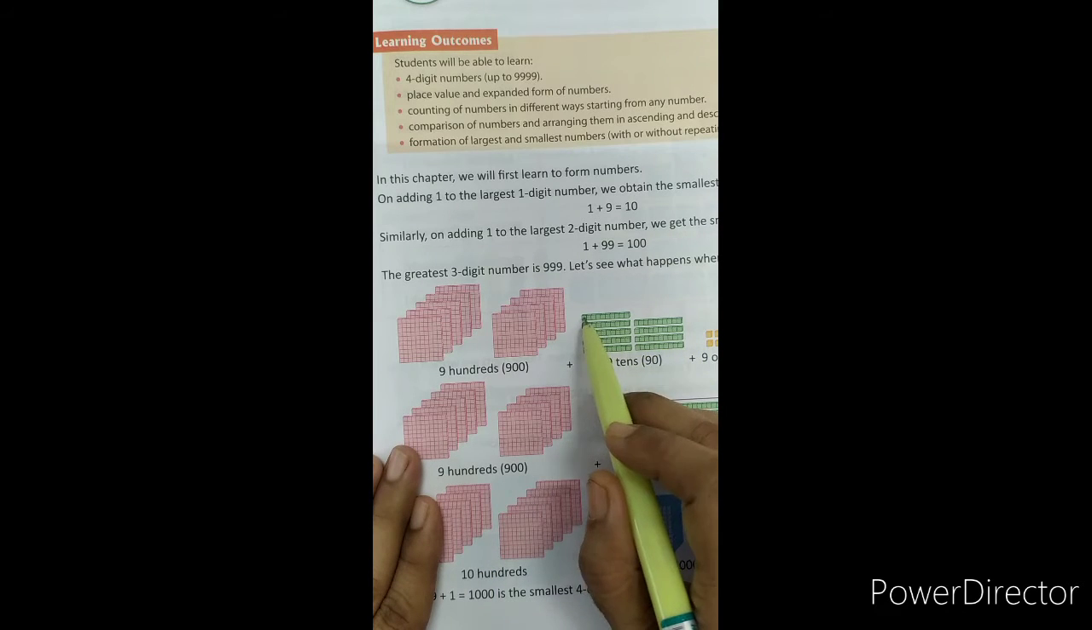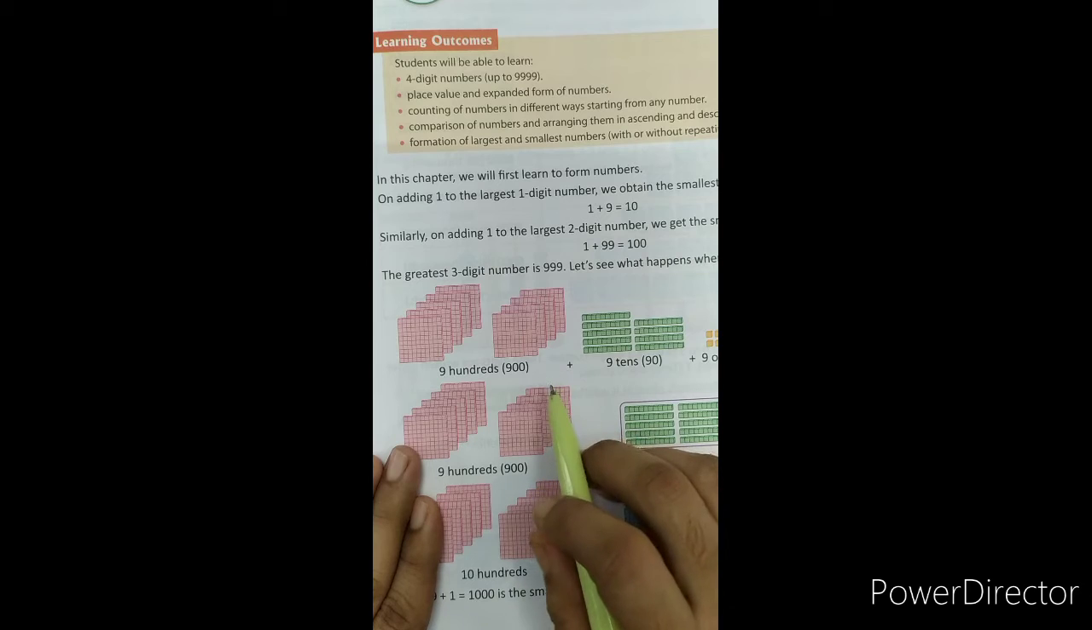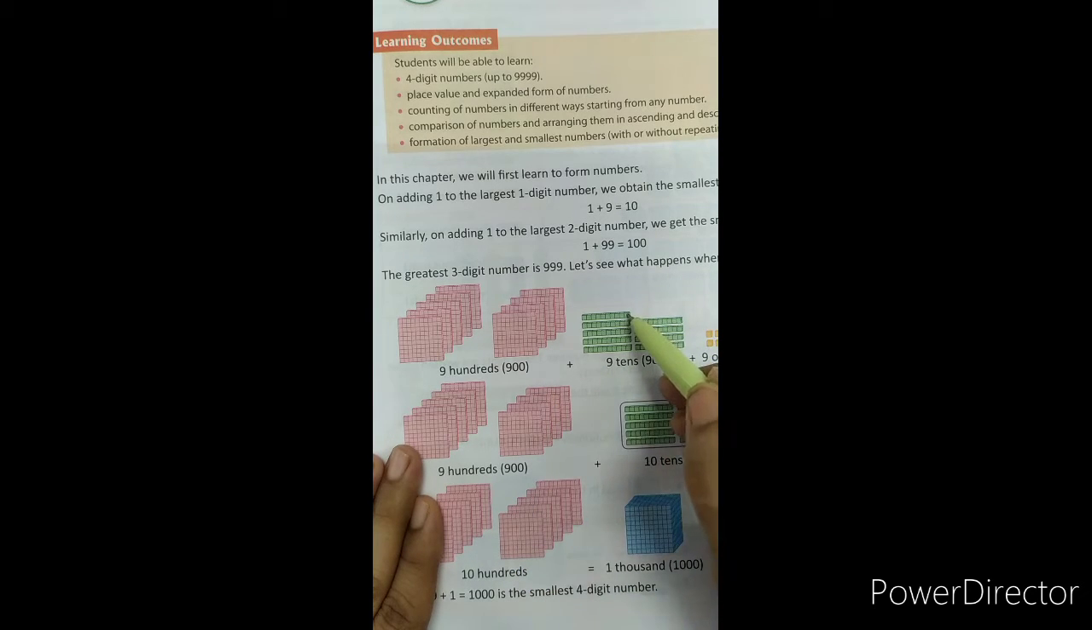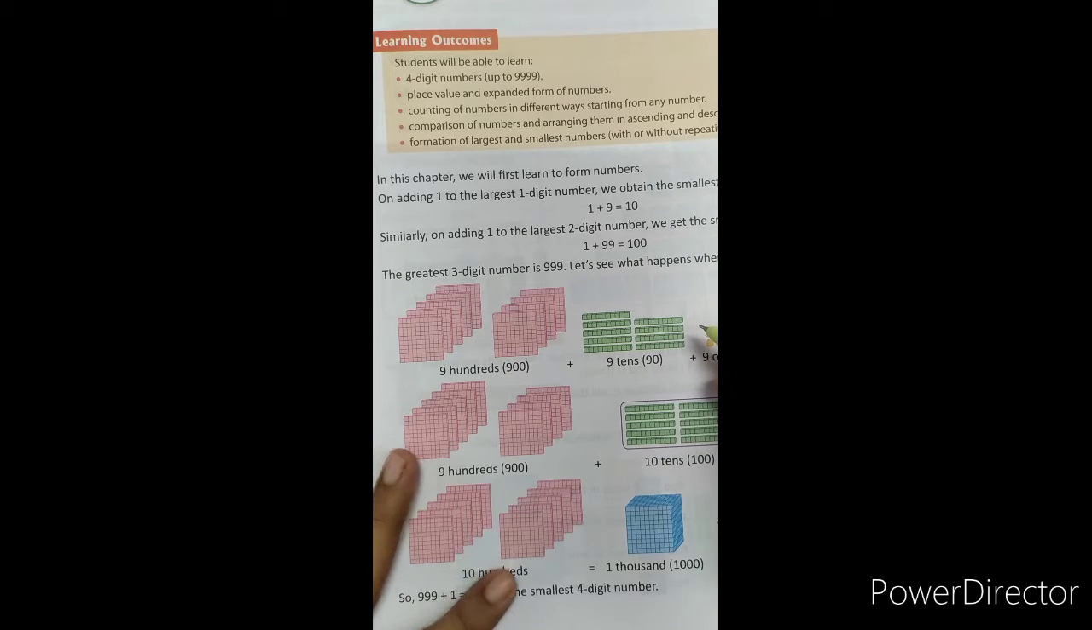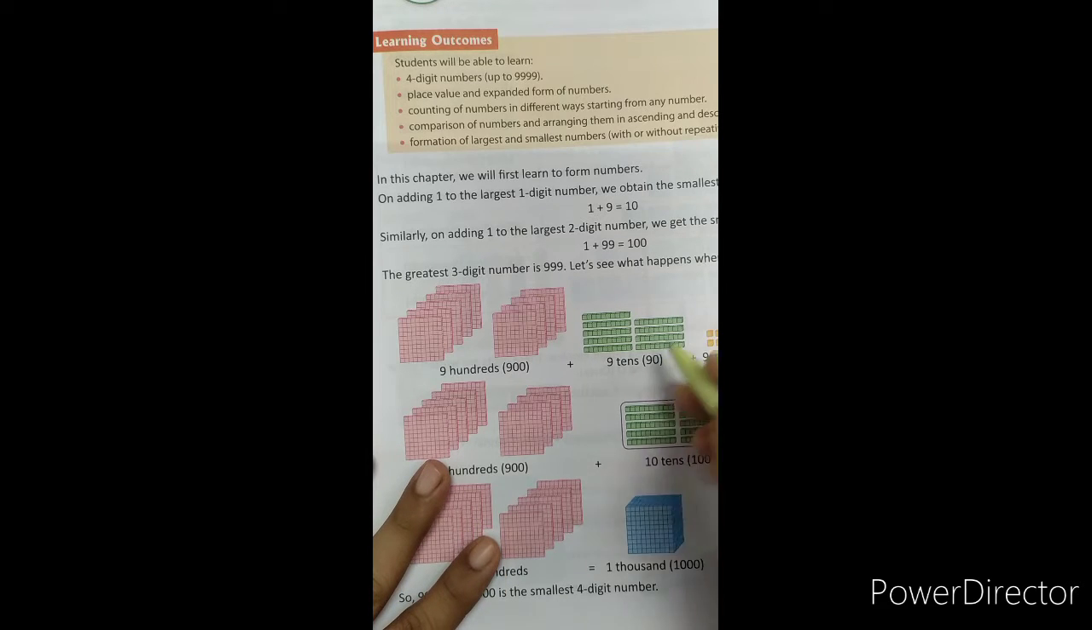Now, if you look at these green rods, can you see these green rods? One rod has 10 squares. So one rod represents tens. If you count the rods, you will find there are 9 rods. So if 9 rods are there, that means you have 9 tens, and it will be equal to 90.